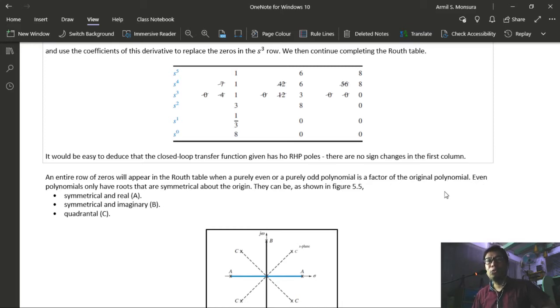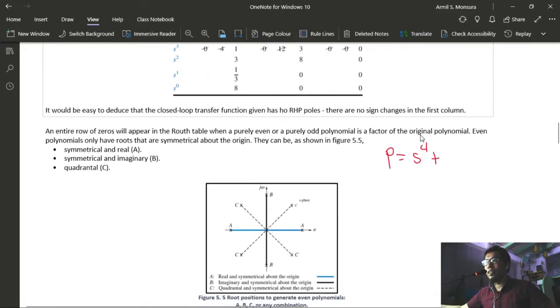Again, magkakaroon lang kayo ng entire row of 0 kung yung original polynomial nyo is factorable into factors, one of which is a purely even or a purely odd polynomial. When you say purely even polynomial or purely odd polynomial, it means halimbawa yung s to the fourth plus yung nakuha natin 6s square plus 8. So, purely even polynomial siya dahil yung powers ng s niyo are all even numbers. I-include nyo na rin yung s raised to 0.